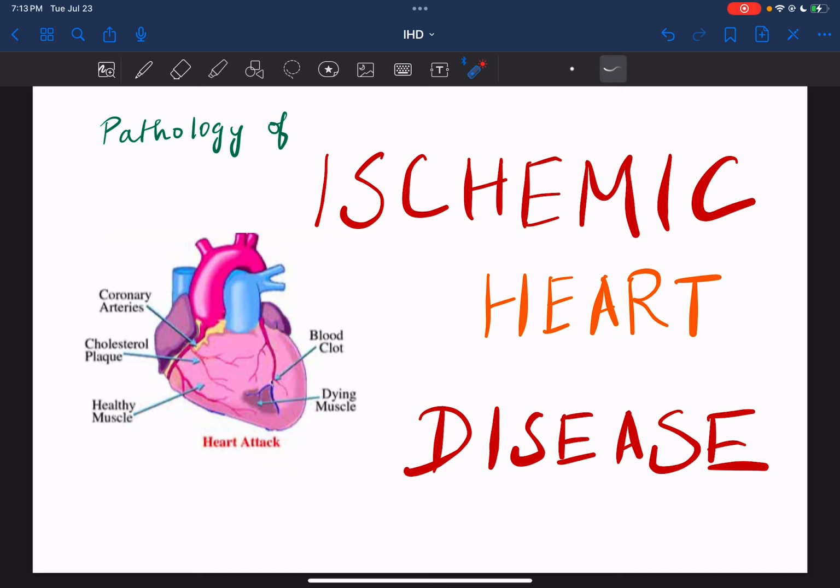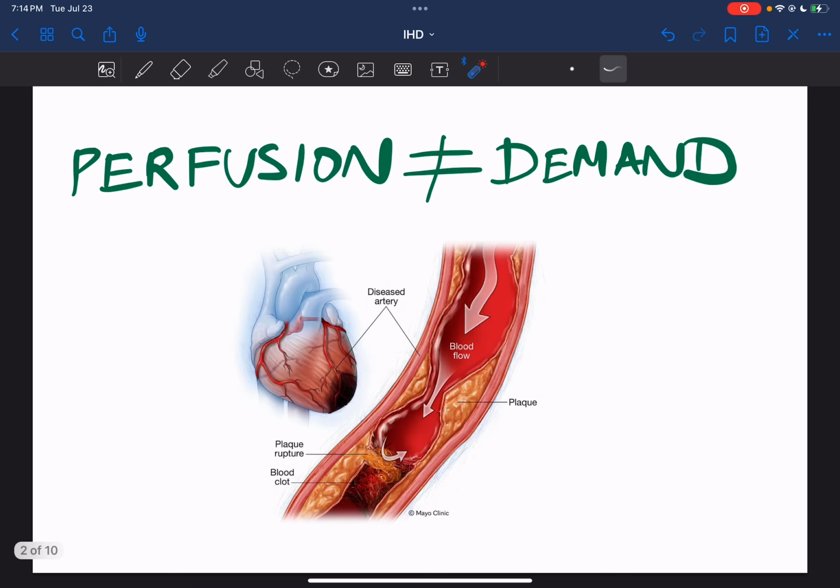So make sure you understand it and understand the foundation of this concept so that you can apply it anywhere else, when you study the pathology of it in detail or when you do internal medicine or whatever subject in the future. So this video is about ischemic heart disease. So what happens in an ischemic heart disease? The perfusion is not equal to demand.